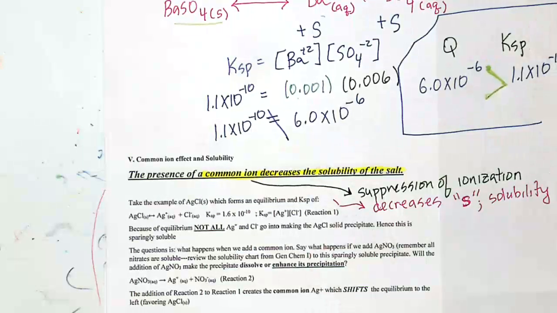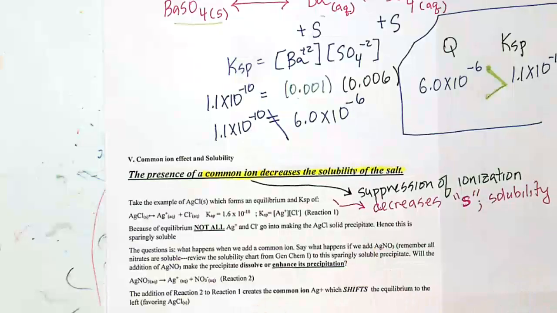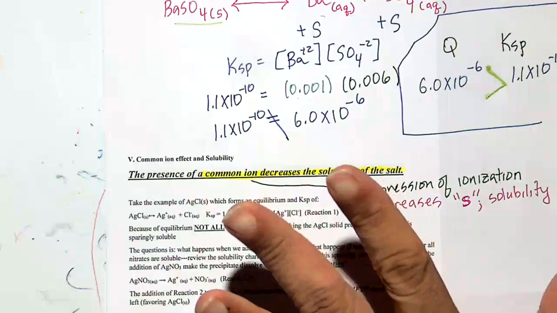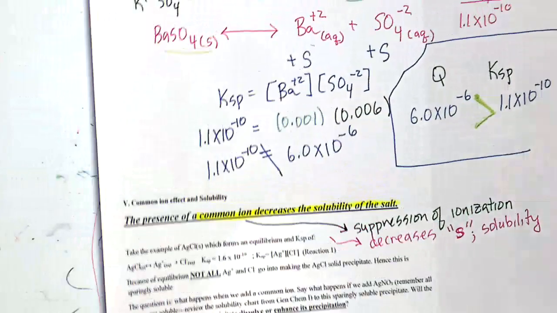All right, so let's see how the common ion affects KSP. Another thing that will be on the exam, and that's illustrated on page 15 of our notes. Okay, page 15 and 16. So how does this common ion affect KSP? Suppression of ionization decreases solubility S. Let's see what all this means on page 15.